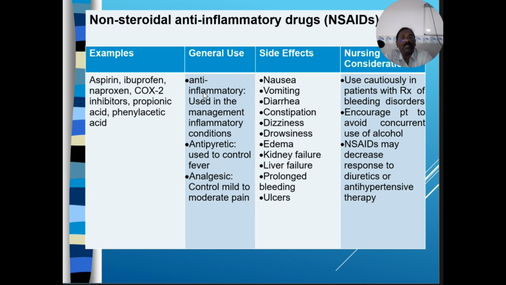So what are our considerations? Use cautiously in patients with bleeding disorders. Don't use NSAIDs in higher dosages in people with bleeding disorders. Encourage the patient to avoid concurrent use of alcohol and smoking. Don't advise alcohol and smoking when the patient is on chronic NSAID therapy. NSAIDs may decrease the response to diuretics or antihypertensive therapy.